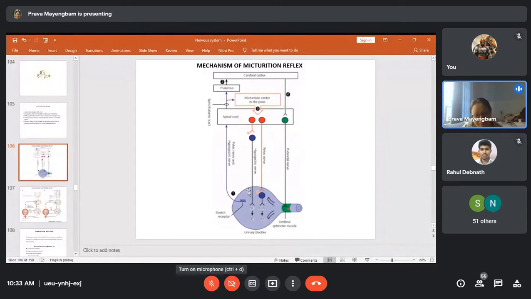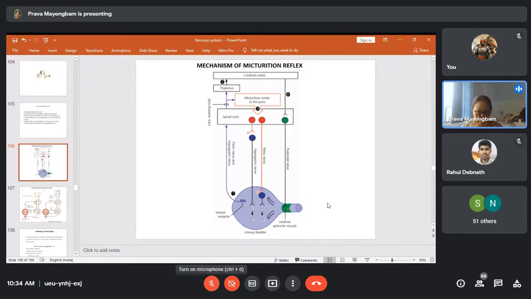When they are trained, they have the memory in the cerebral cortex that they need to void the urine, they need to contract the urinary bladder. Side by side they remember where they should go and pass the urine, or defecate. So this is due to the involvement of the cerebral cortex. And the micturition center is the pontine micturition center, that is in the pons.